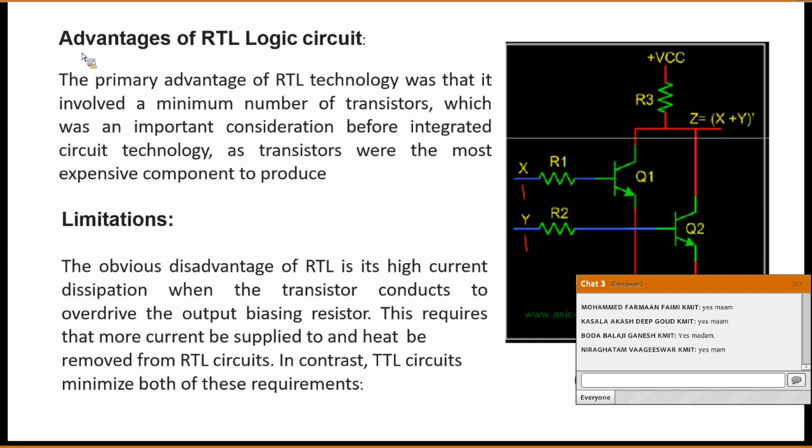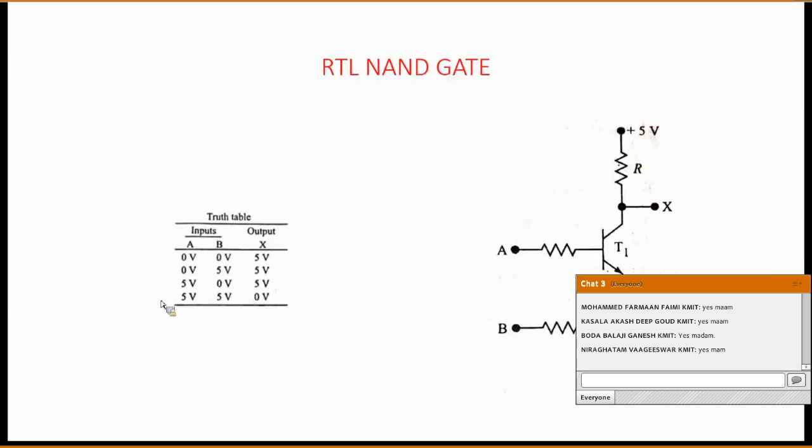So here are some advantages of RTL. The primary advantage of RTL technology was that it involved a minimum number of transistors, meaning the same operation we have got with a minimum number of transistors. So this is the main advantage, and the disadvantage of RTL is high current dissipation.